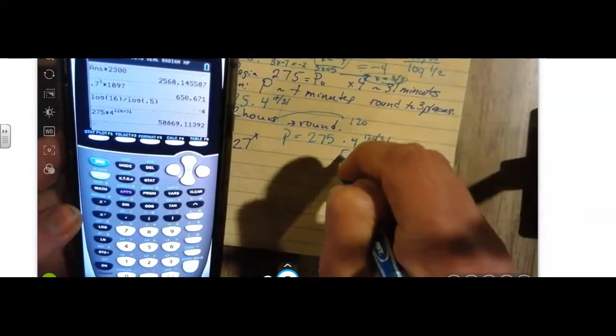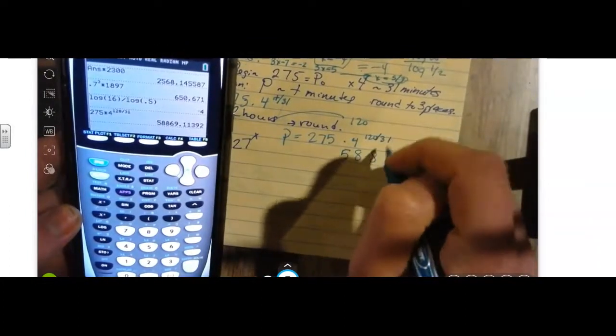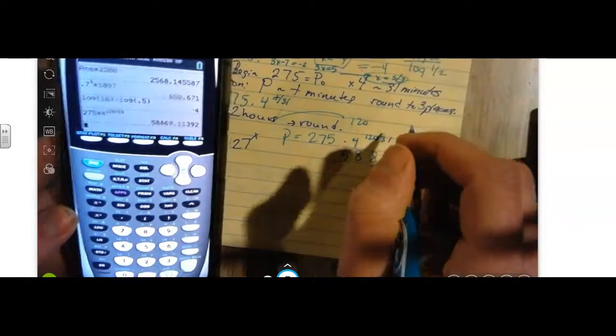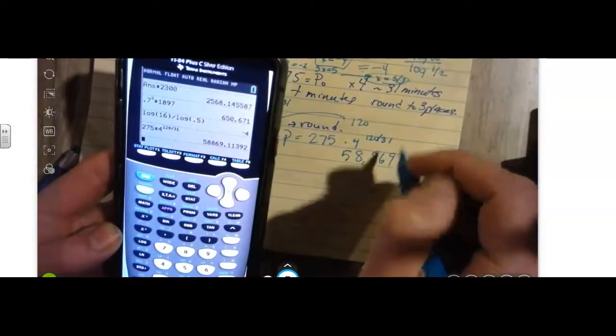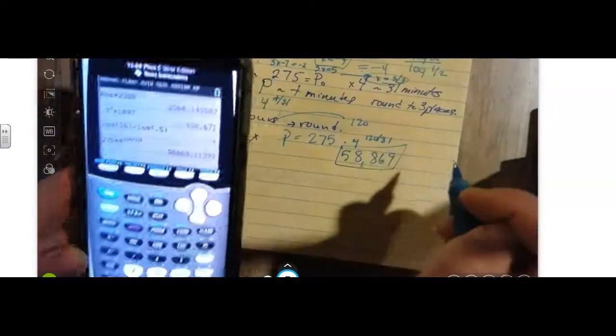So it's going to be 58,869. Round to the nearest bacteria. That's what they want.